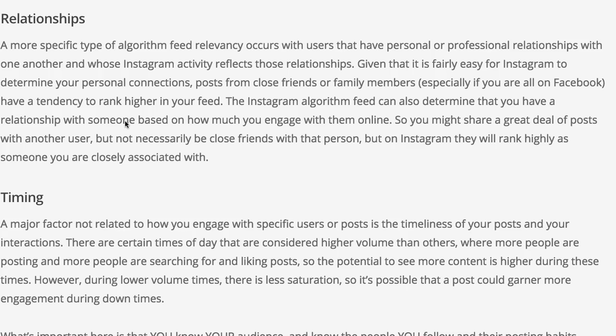And so if both of you are interacting on each other's pages, they will be able to determine in the algorithm that you guys are connected and that you frequently comment or talk, whether it's in DMs, in comments, whether you're sharing others' posts to your social networks. Instagram knows all this. So you might share a great deal of photos with another user, but not necessarily with close friends. But on Instagram, it will rank as high as someone you are as closely associated with.